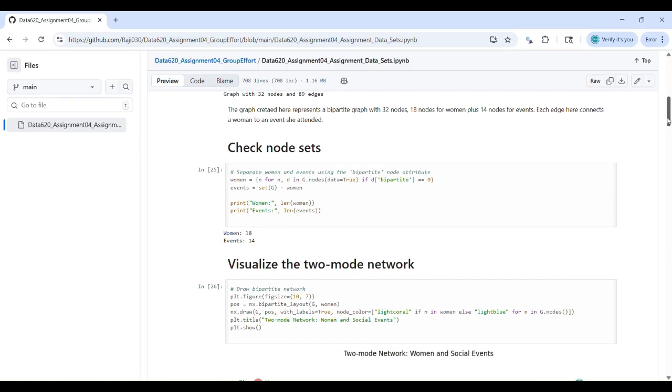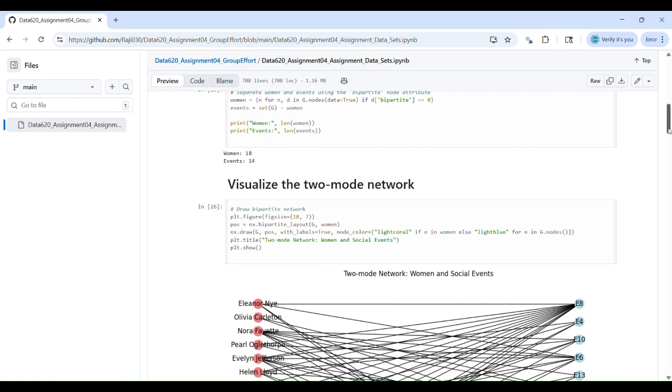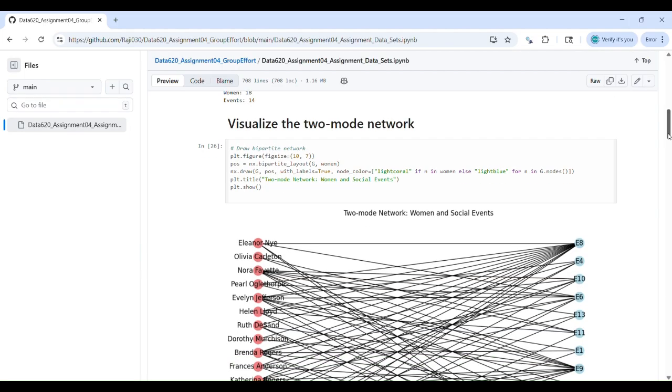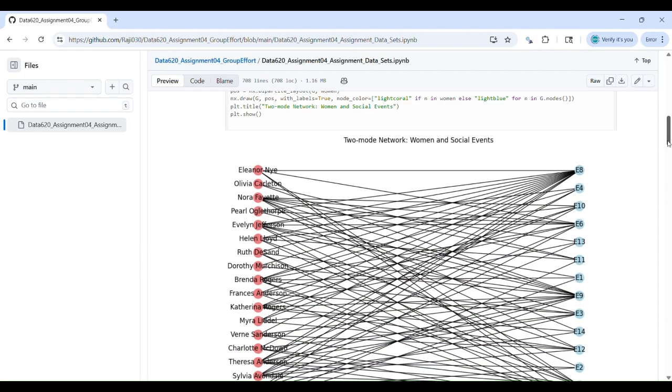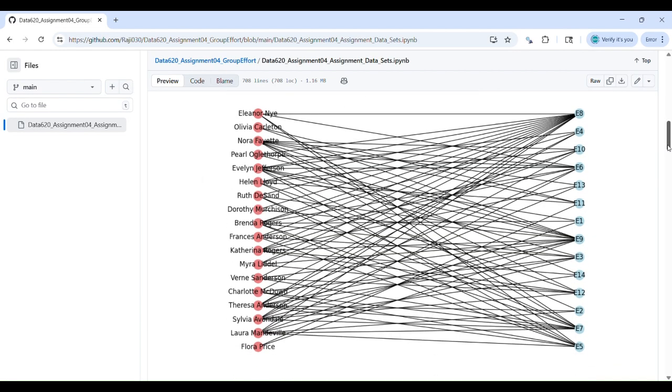And then we checked the node sets. You see that the women set has 18 nodes and the event set has 14 nodes. And then we visualized the two-mode network. So here is the bipartite network, the two-mode network of women and social events.